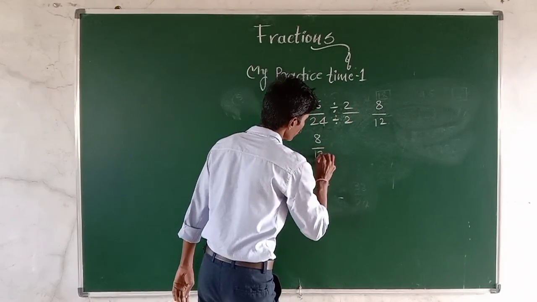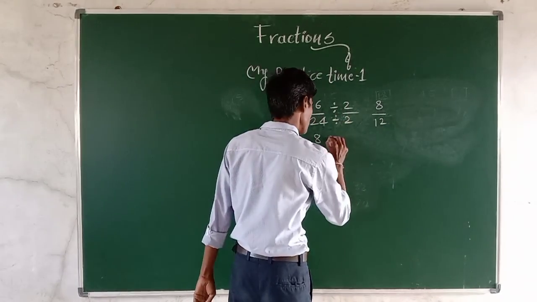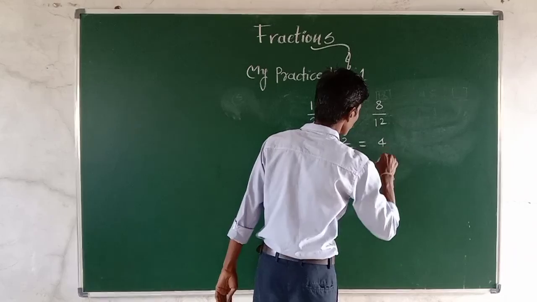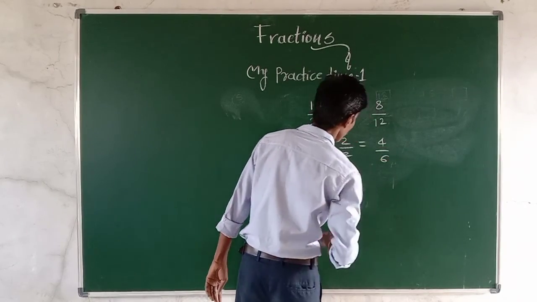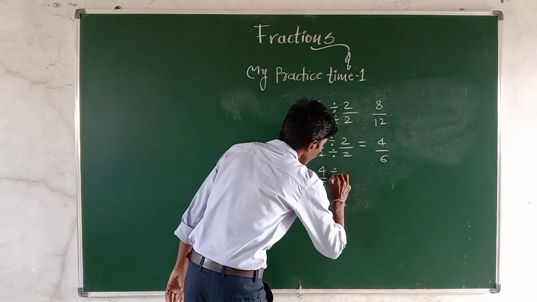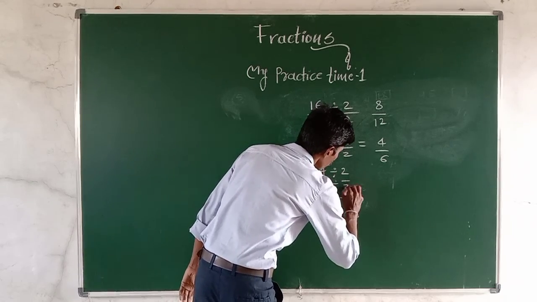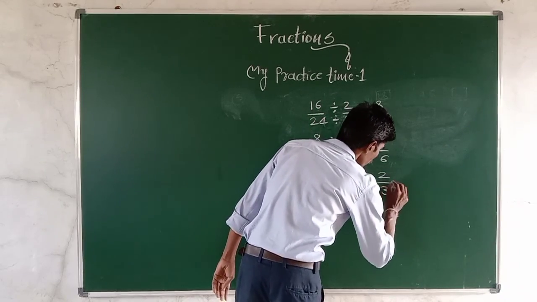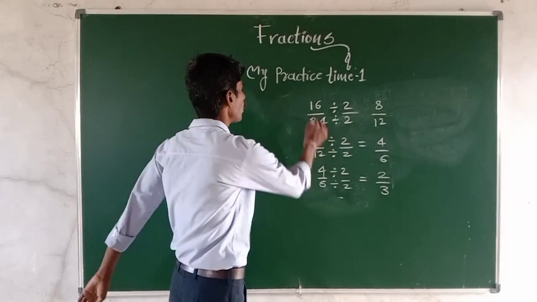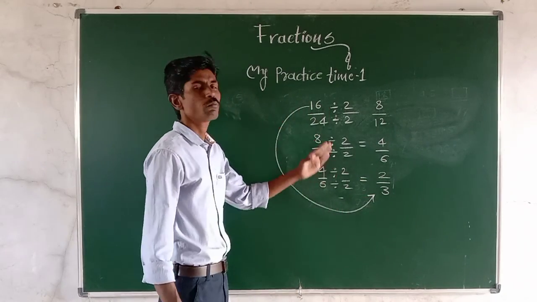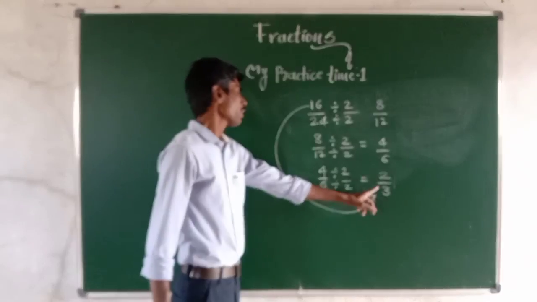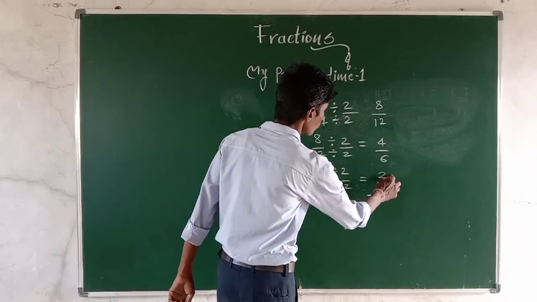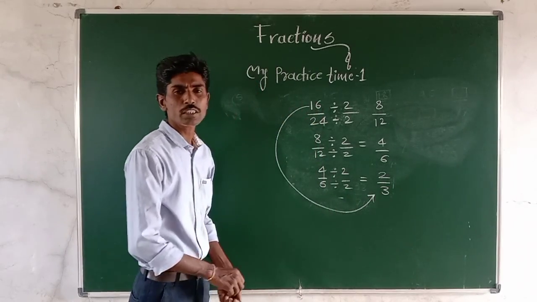So 8 by 12, again we can divide by 2. 8 divided by 2 is 4, and 12 divided by 2 is 6. Again 4 by 6, divided by 2: 4 divided by 2 is 2, and 6 divided by 2 is 3. Now this 2 by 3 is the lowest form of 16 by 24. 16 by 24 is equivalent to 2 by 3, so we can say 2 by 3 is the lowest term of 16 by 24.